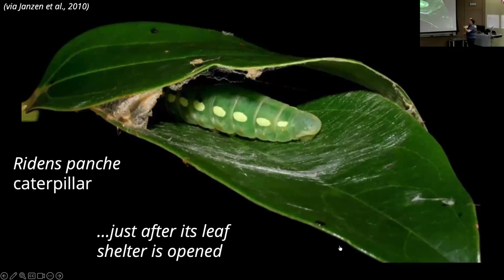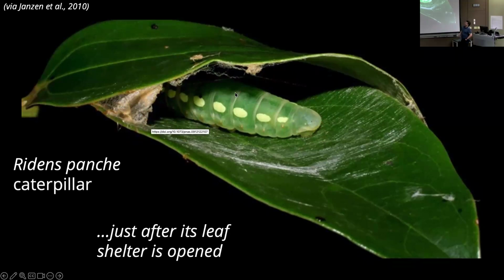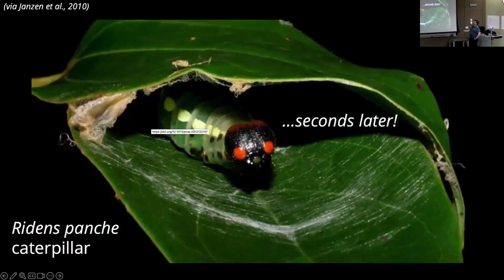So this is another example of one of these. This is a caterpillar that's just opened its, so it was in this leaf shelter. And then the scientist came in and pulled the leaf. So it silks the leaf together here. So you can see the silk, it kind of glues the leaf into a little shelter here. And the scientist comes through and opens that up. And you see the back end of this caterpillar. And a second later, you see the front end here.